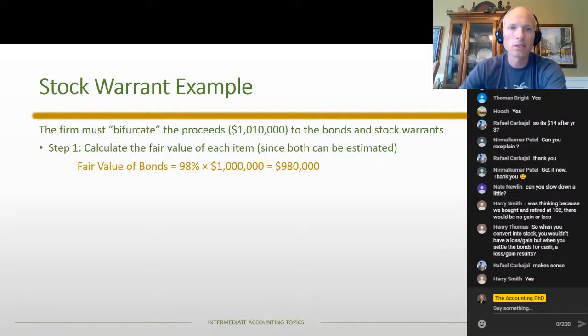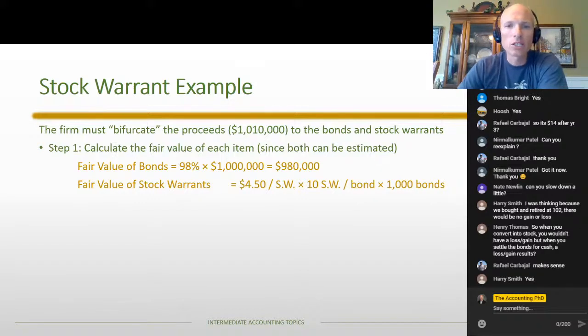So for the fair value of the bonds, we're told that it's 98% of the face value, 98% of par value. And so the fair value of the bonds is $980,000. And then we have the fair value of the stock warrants. We're told that each stock warrant has a $4.50 fair value. We also know that there are 10 stock warrants for each bond, and in total there are 1,000 bonds that were issued as part of this issuance. And so the total fair value of the stock warrants is $45,000. So again, the first step in using the proportional method is to estimate the fair value of each item, and that's what we've done here. We have the fair value of the bonds, $980,000, and the fair value of the stock warrants, $45,000.